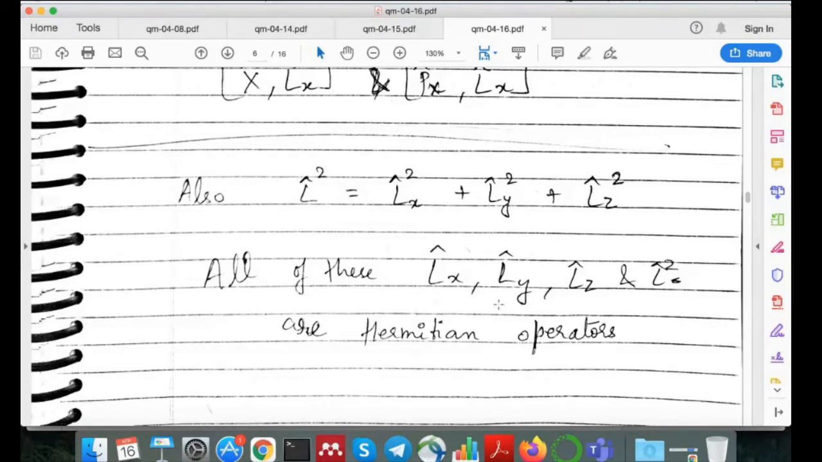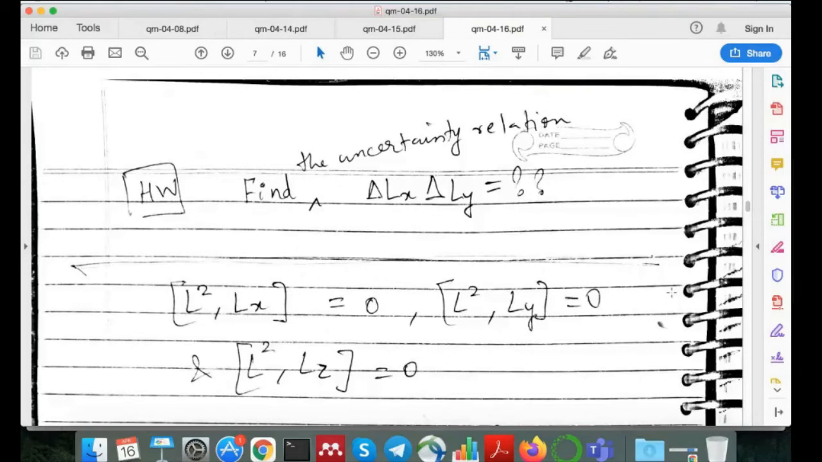I hope you still remember what the properties of Hermitian operators are. Okay. So Hermitian operators have two properties. One is that all the eigenvalues of Hermitian operators are real, and the second property is that the eigenvectors are orthogonal to each other. Right? Those are the two properties. Okay, so this is going to be satisfied.